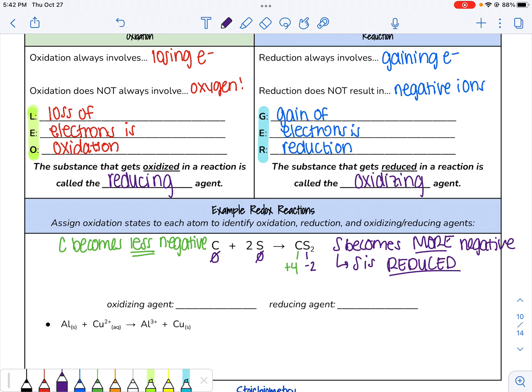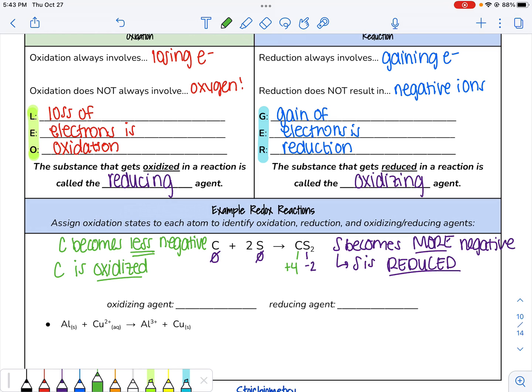Carbon is becoming less negative. That means that carbon is losing electron density. So this tells us that carbon, because it is losing electrons, is becoming more positively charged. Carbon is oxidized. So if carbon is becoming oxidized, that means that it is losing electron density. The thing that loses electron density we call the reducing agent.